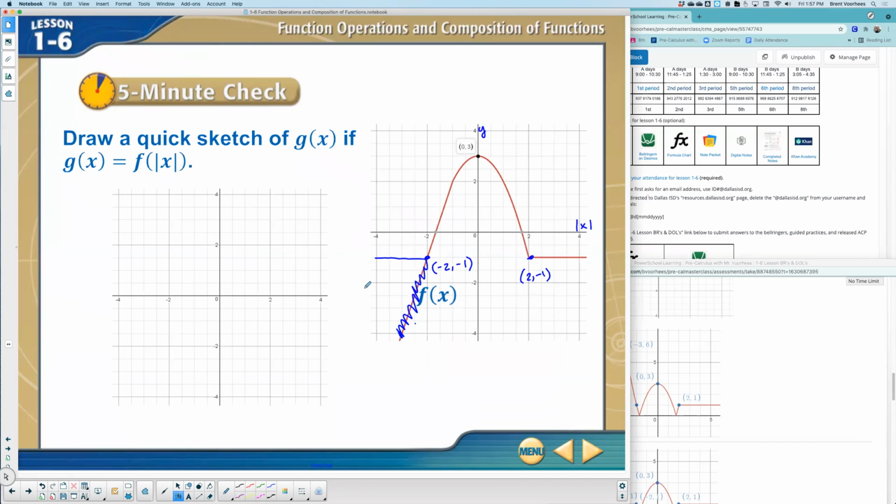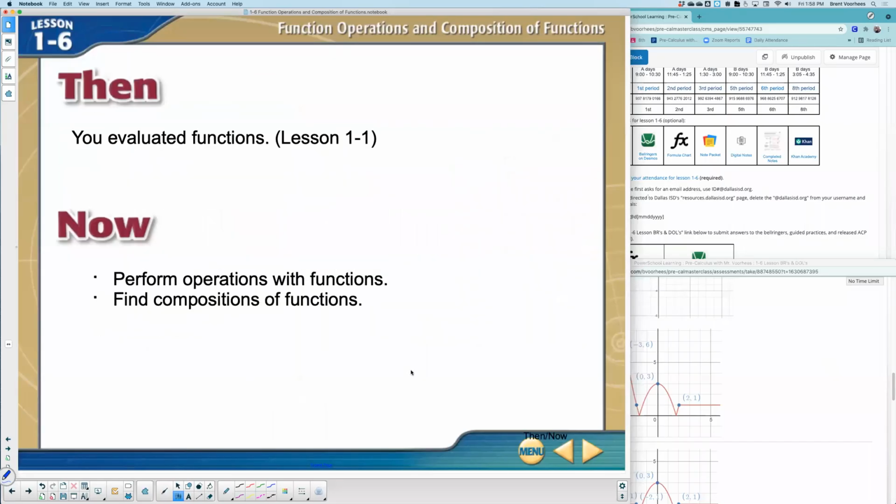All right. New stuff. Lesson 1.6, all about combining multiple equations together. So let's talk about putting some equations together.